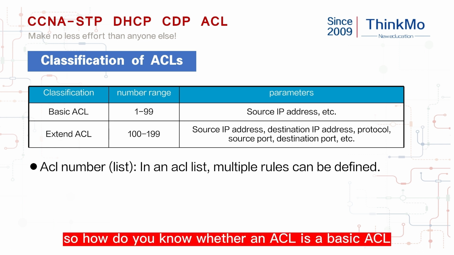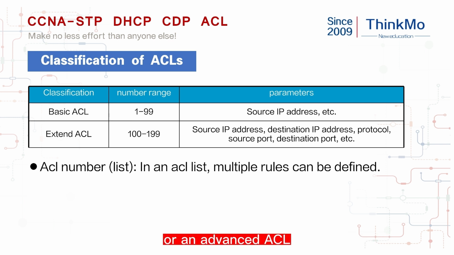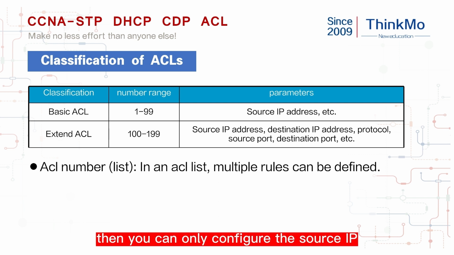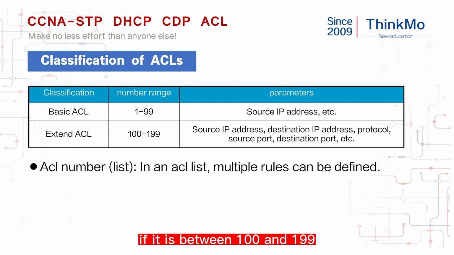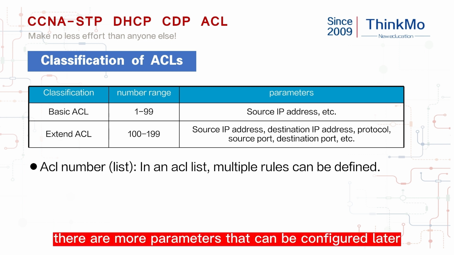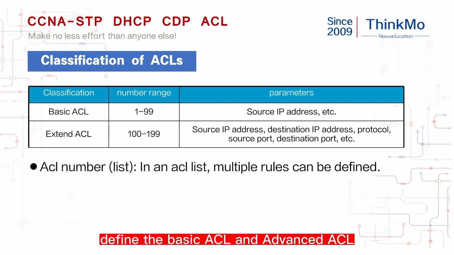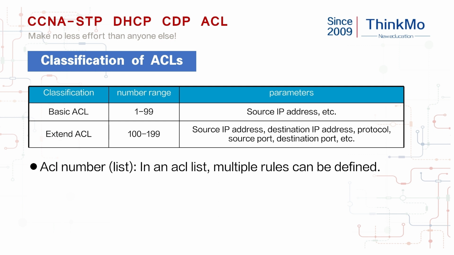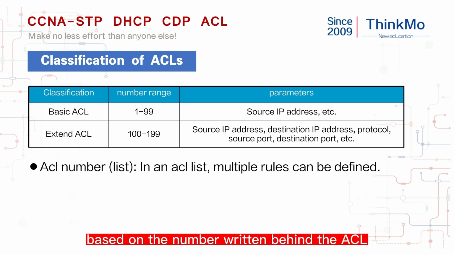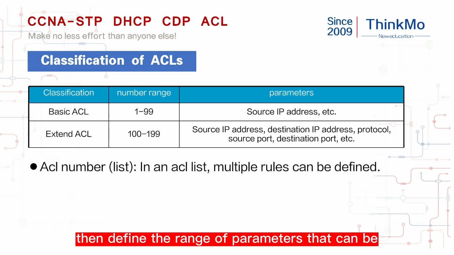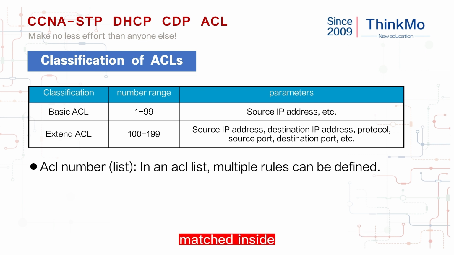So how do you know whether an ACL is a basic ACL or an advanced ACL? When we define an ACL, there will be a number on the back. If the number is between 1 and 99, then you can only configure the source IP. If it is between 100 and 199, there are more parameters that can be configured later. We define the basic ACL and advanced ACL based on the number written behind the ACL, and that defines the range of parameters that can be matched inside.